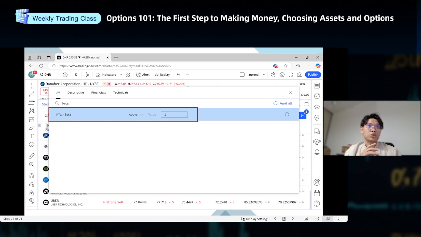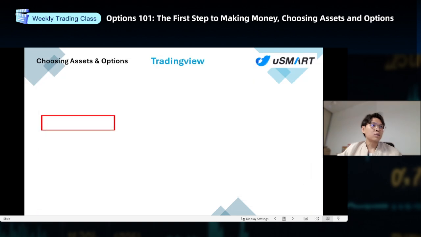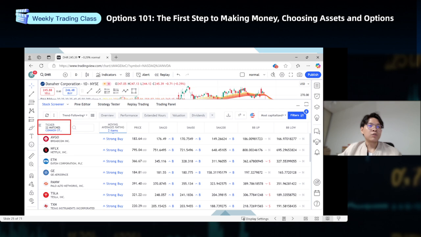So in this case, we want to trade those with high volatility and a very clear directional trend. We will put on a beta above 1.2. It means that we want stocks which are 20% more volatile compared to the S&P 500, which means 20% more volatile compared to the market average. Now, the matches are reduced from 84 to 22. And 22 is really a very good number for you to screen.